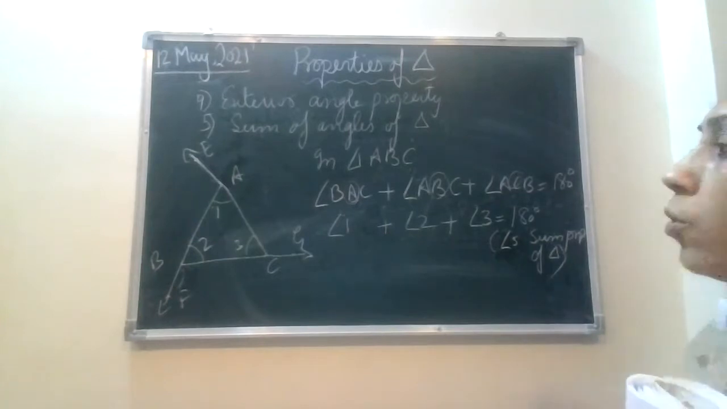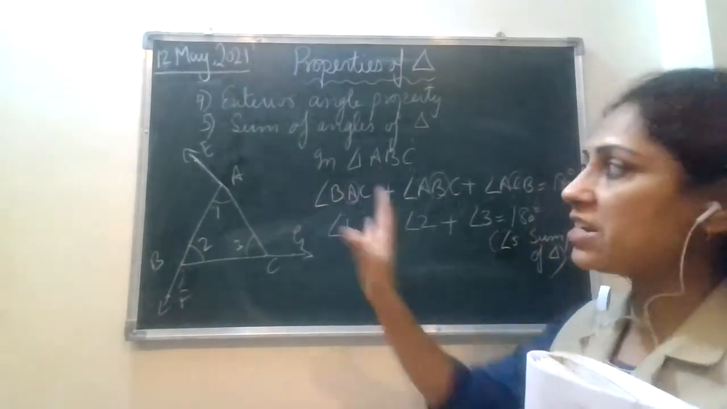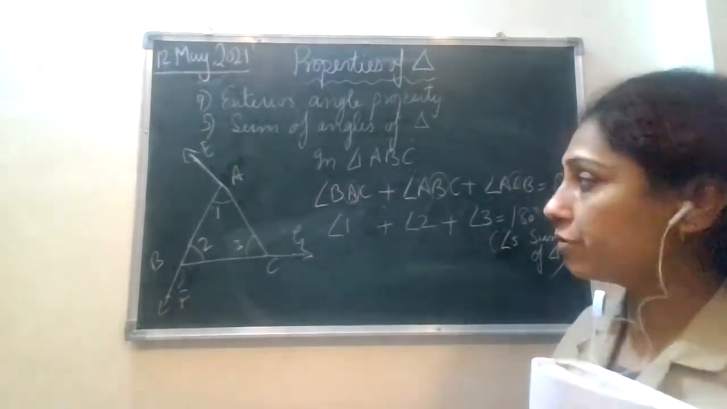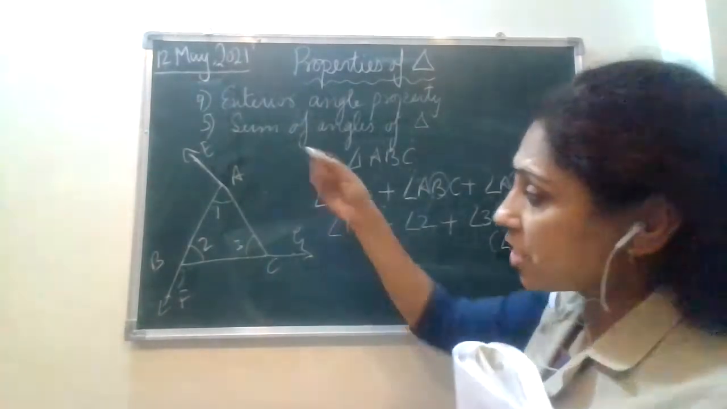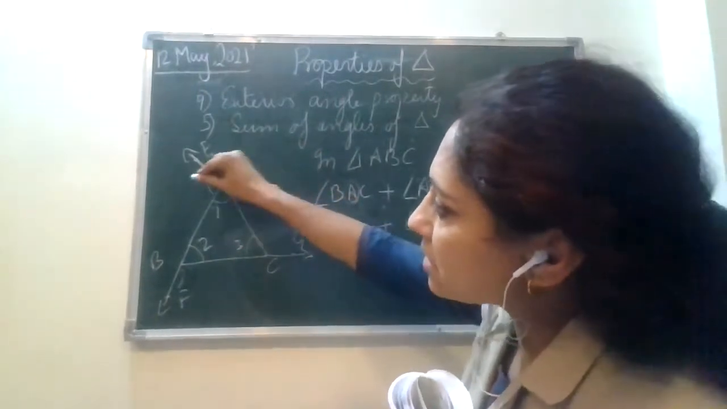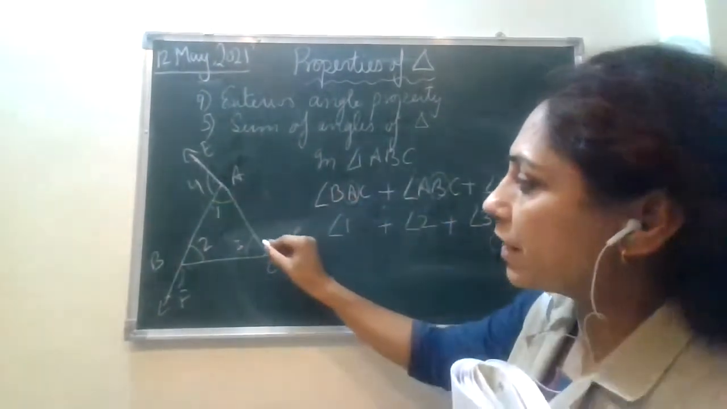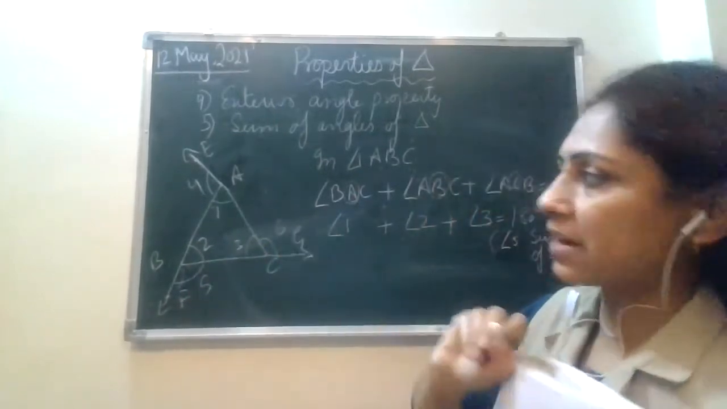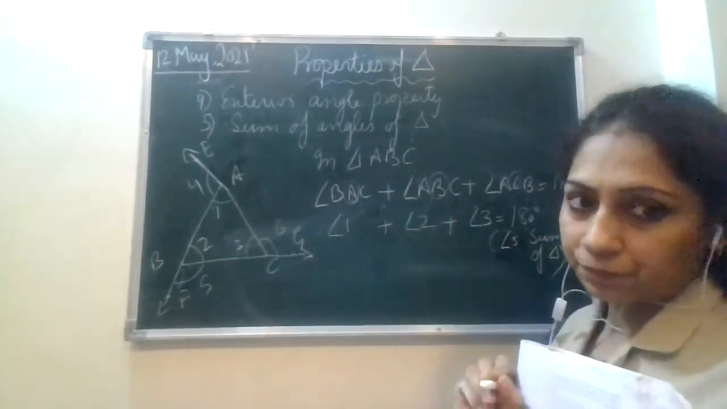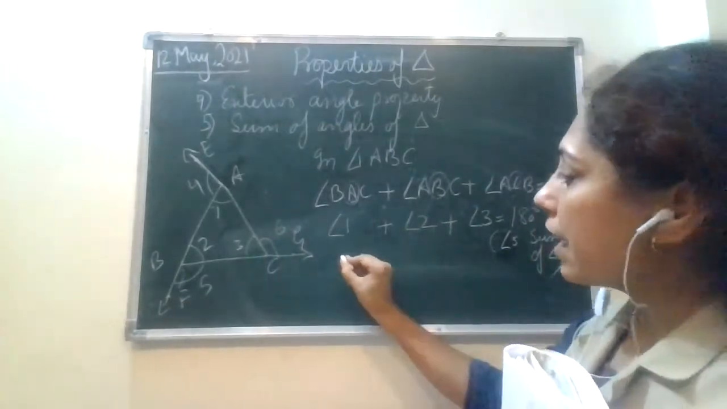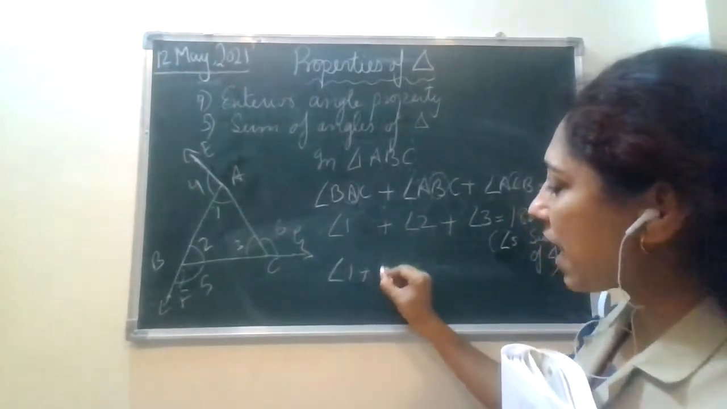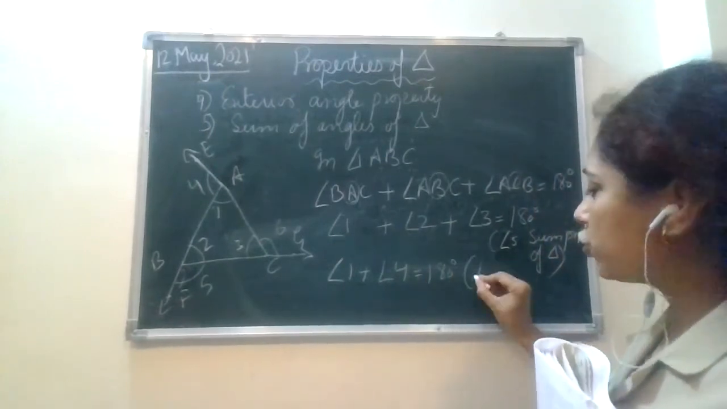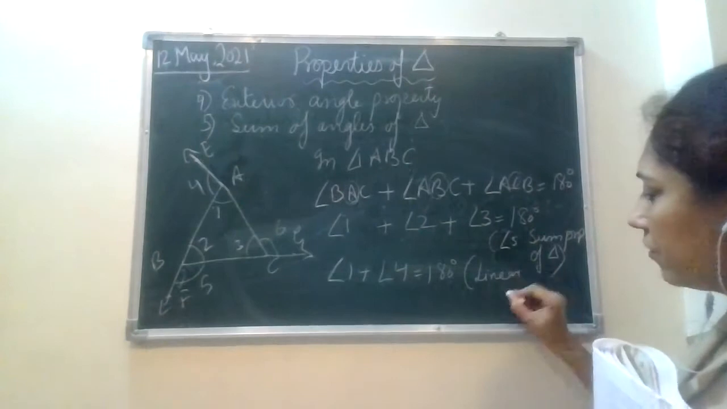Now, coming to the exterior of the triangle, how I'm going to relate it. Can I name this angle 4? Can I name this 5? This can I name 6? If I say angle 1 plus angle 4 is equal to 180 degrees, by the virtue of linear pair, right?